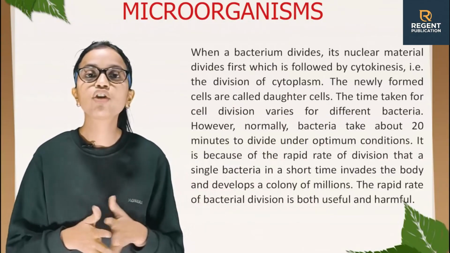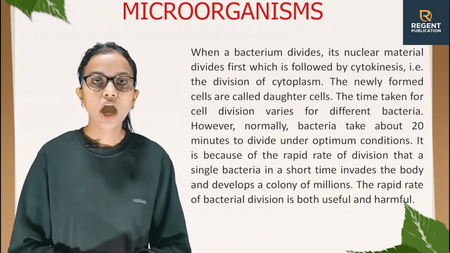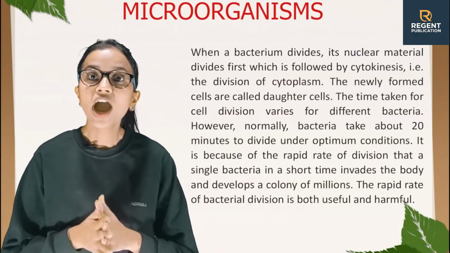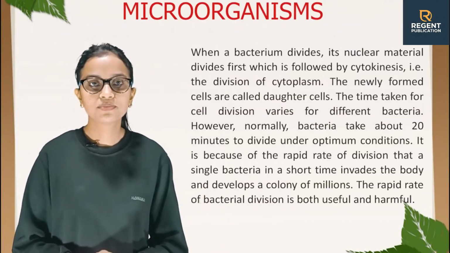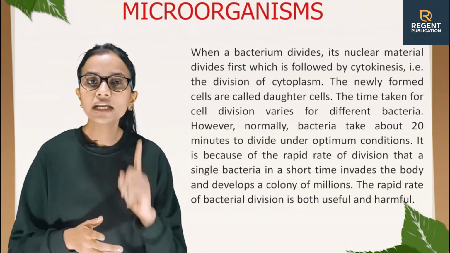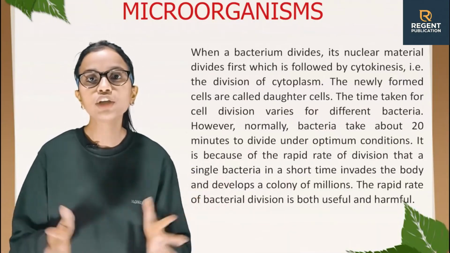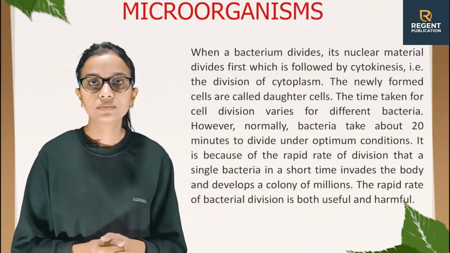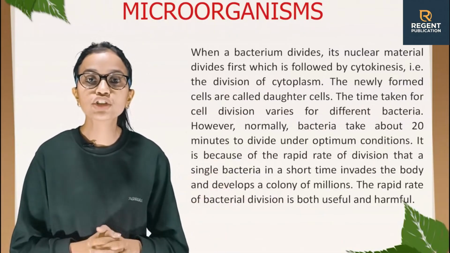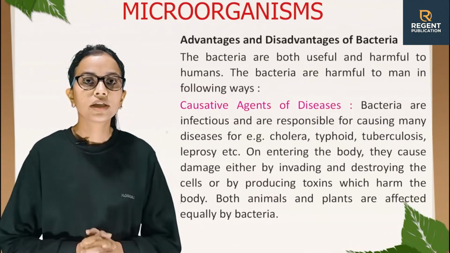The time taken for cell division varies for different bacteria. However, normally bacteria take about 20 minutes to divide under optimum conditions. It is because of the rapid rate of division that a single bacterium in a short time invades the body and develops a colony of millions. The rapid rate of bacterial division is both useful and harmful.